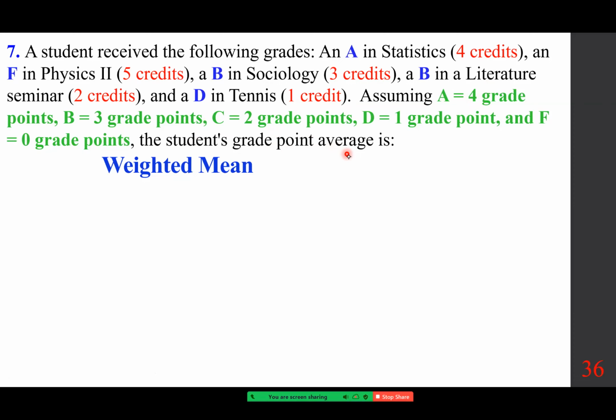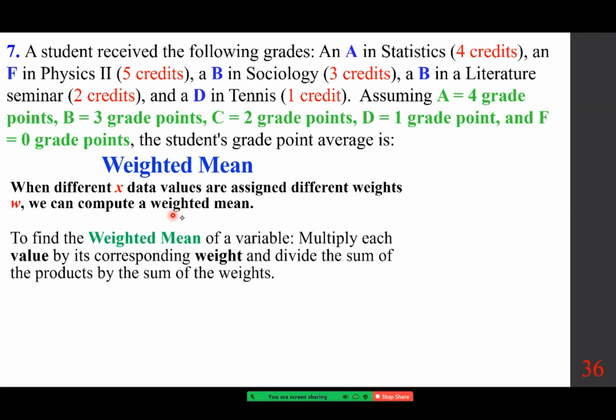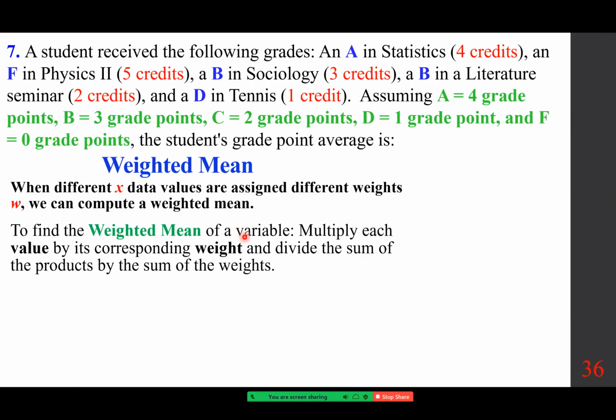GPA, grade point average. We use what's called the weighted mean. When different X data values are assigned different weights, W, we can compute a weighted mean. To find the weighted mean of a variable, multiply each value by its corresponding weight and divide the sum of the products by the sum of the weights.